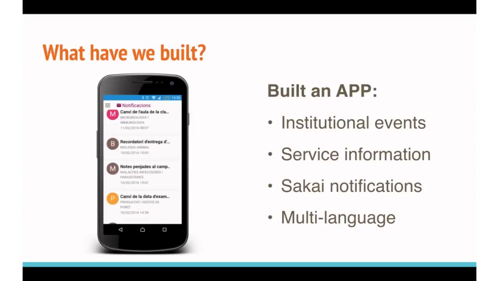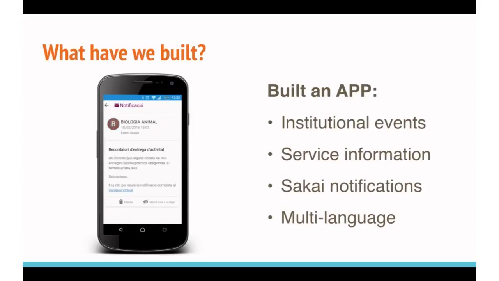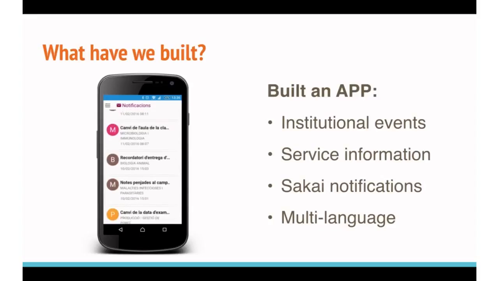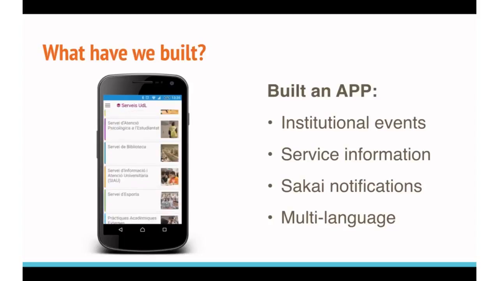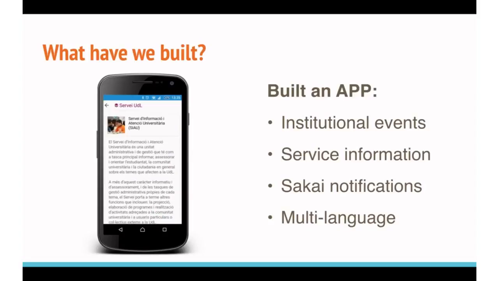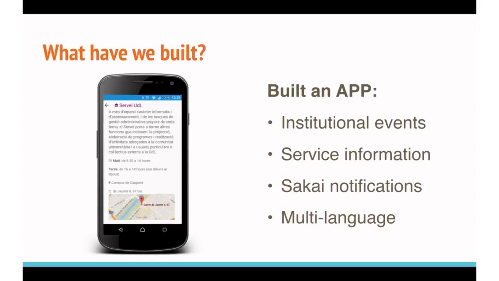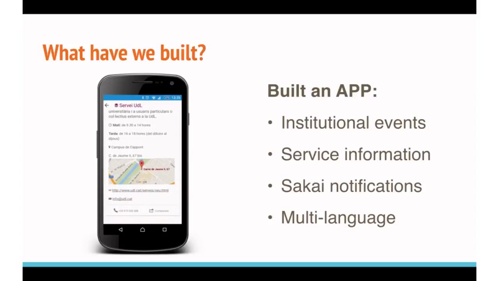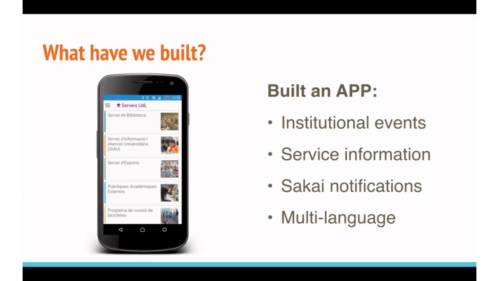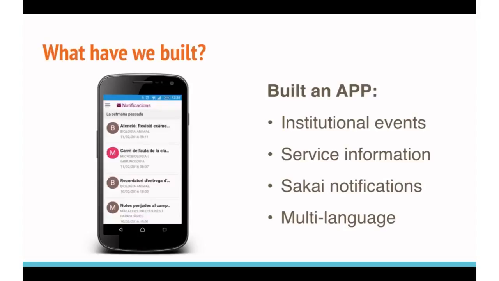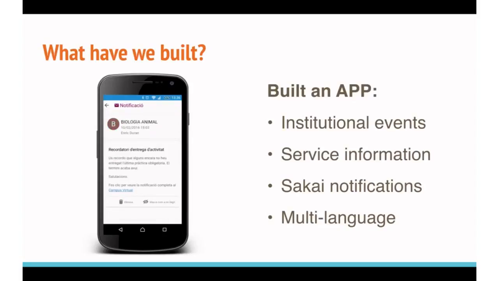There is also a section with the information about different services of the institution, like library, student support, and IT support. And each one provides the contact phone number, the location, what they offer, and all that kind of stuff. And finally, we included the notifications channel, and it's the most important of the 4 modules. Basically, it's why we built the app.